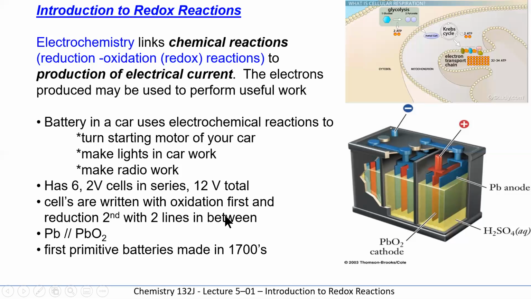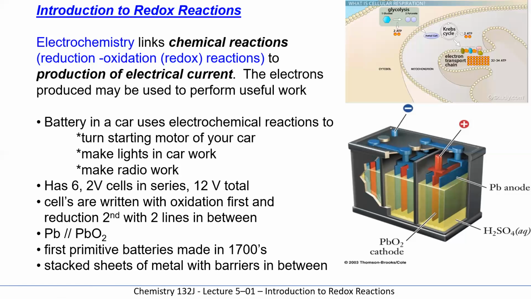We'll talk about that. So the first primitive batteries were made, well, even before cars, of course. Cars didn't appear until the 1900s, but these batteries were made in the 1700s. They simply took stacks of metal and put non-conducting barriers in between, and noticed that there was electricity flowing from these concoctions that they created. They used an electrolyte of salt water to accomplish their goal.